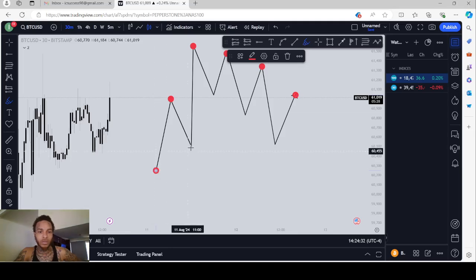Okay, so you got a low, you got a higher low, you got another higher low, then you got a lower high, then you got another lower high. Okay, so that's how the market moves.